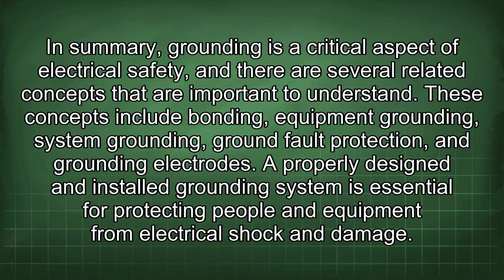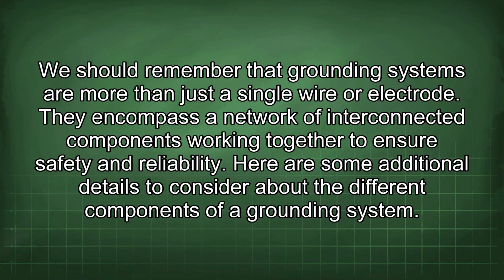In summary, grounding is a critical aspect of electrical safety, and there are several related concepts that are important to understand. These concepts include bonding, equipment grounding, system grounding, ground fault protection, and grounding electrodes. A properly designed and installed grounding system is essential for protecting people and equipment from electrical shock and damage. We should remember that grounding systems are more than just a single wire or electrode. They encompass a network of interconnected components working together to ensure safety and reliability.